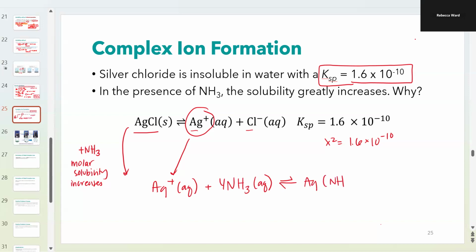Did I pick the right number? No, I didn't. It's 2 in this case. A diammine complex.